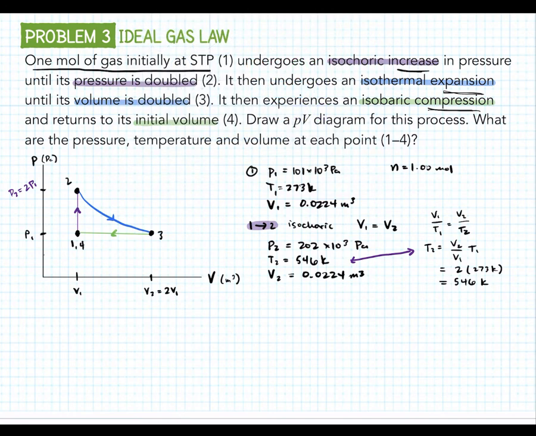So volume 1 is going to be 0.0224, and this is going to be 0.0448, right? Because we're doubling it. And then our first pressure is 101. I'm going to call this kilopascals so we don't have to write the 10 to the third. And then this was 202 times 10 to the third pascals. Okay, so we know all the values on this chart. We're just looking for the temperatures, because it's pretty easy to calculate the temperatures and the pressures and the volumes.